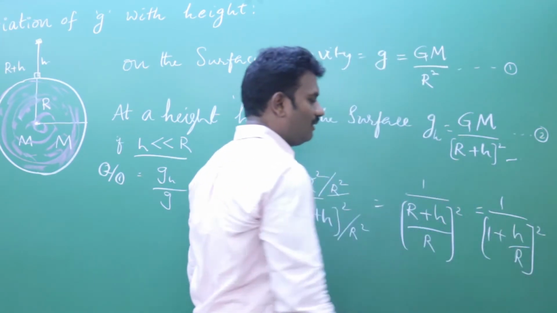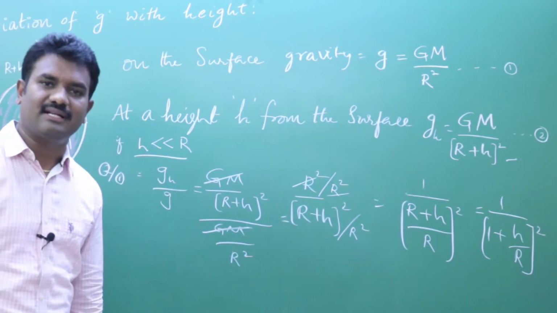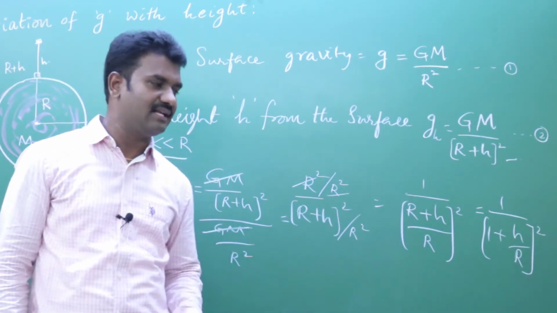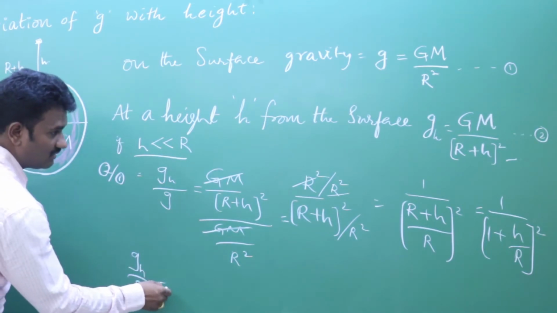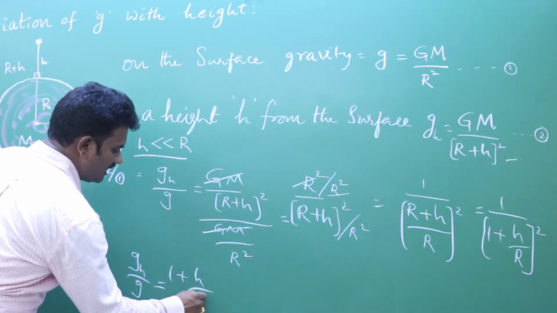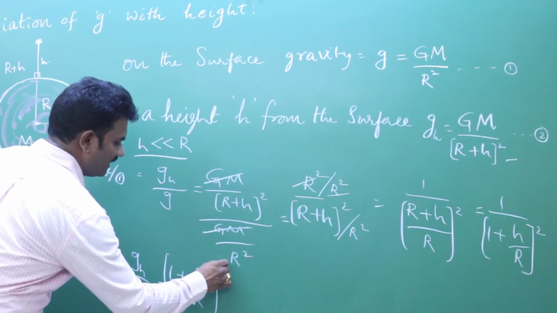It is like 1 by x square. What is 1 by x square? 1 by x square can be written as x power minus 2. So gh by g is equal to (1 plus h by R) whole power minus 2.